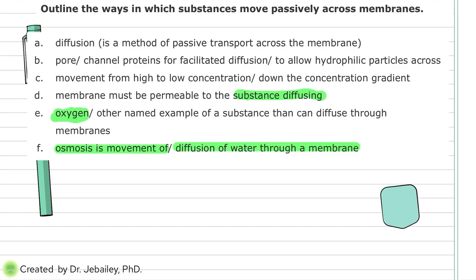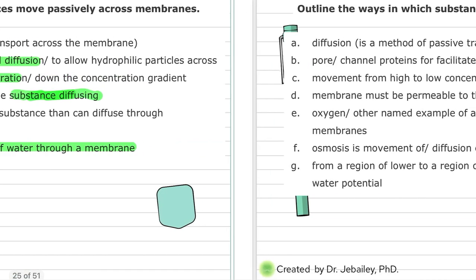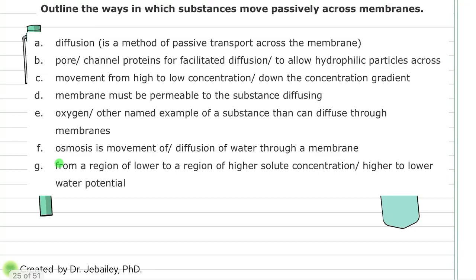So that's another example. If you saw, first I talked about simple diffusion, then I talked about facilitated diffusion, then I said that they go from high to low, then I talked about how substances can diffuse, such as oxygen. I'm giving examples of diffusion, and then I talk about osmosis. Then from a region of lower to a region of high solute concentration, higher to low water potential.